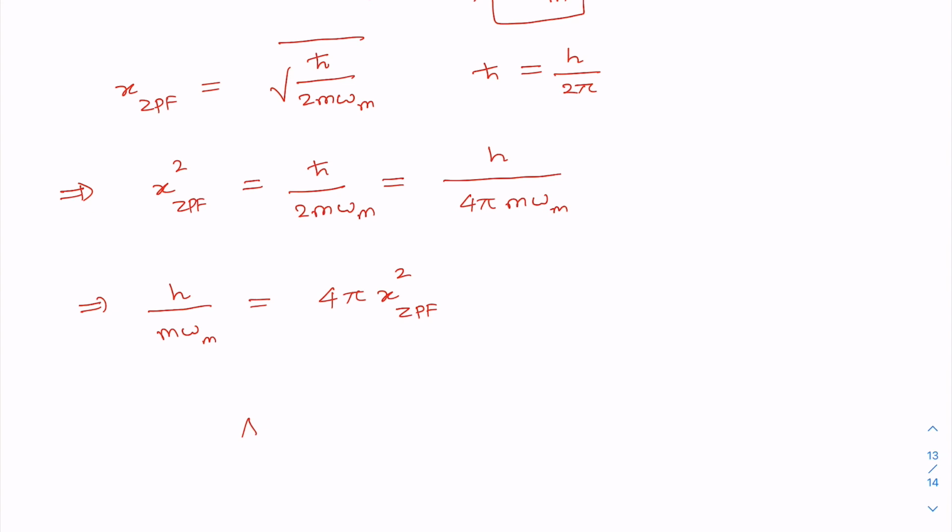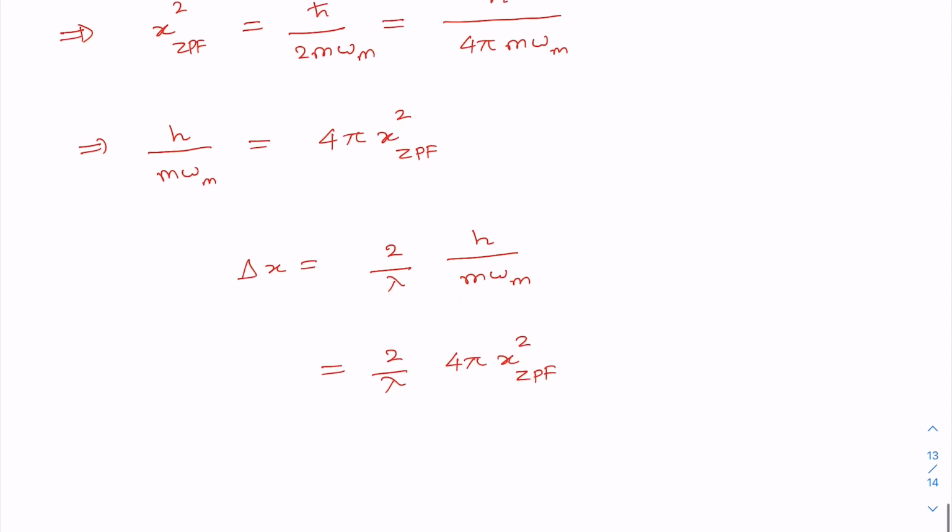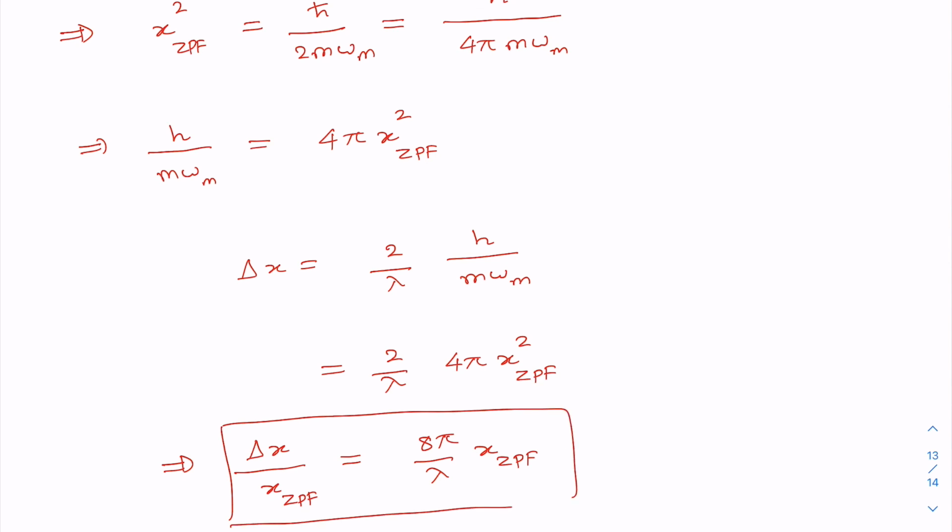Now we have delta x is equal to 2 by lambda into h divided by m into omega m. So clearly we can now write it as 2 by lambda into 4 pi x square zero point fluctuation, and from here I can write it as delta x divided by x zero point fluctuation is equal to 8 pi by lambda into x zero point fluctuation. So this is the required answer to the problem.